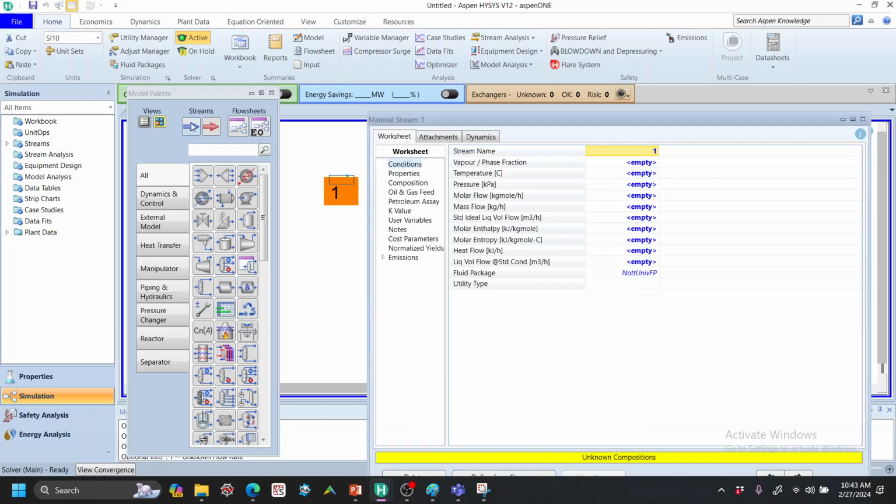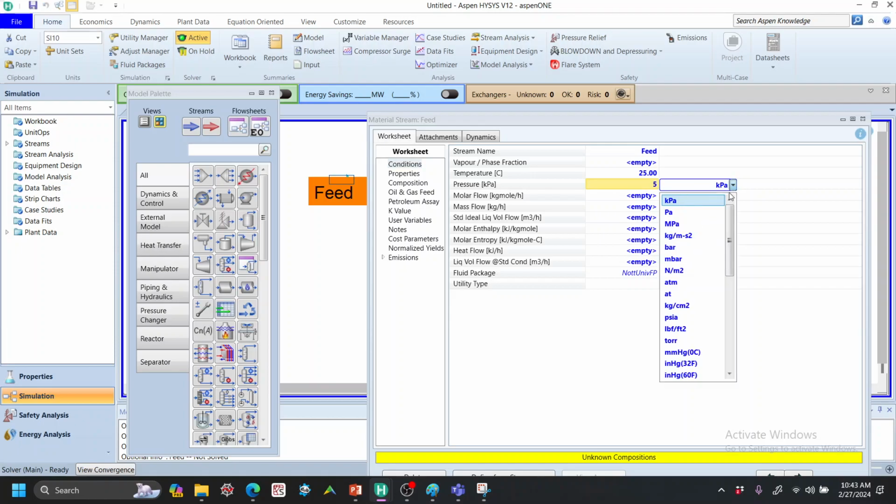So double click on the stream, and then you can rename it, like feed, and 25 degrees C. You can see this C, then click the drop down and pick whatever unit that you want. But in this case, we stick to the SI system, 25 degrees C. And then pressure is like 5 bar atmospheric, right? So 5, and then we need to go to bar absolute, which is then 500 kPa.